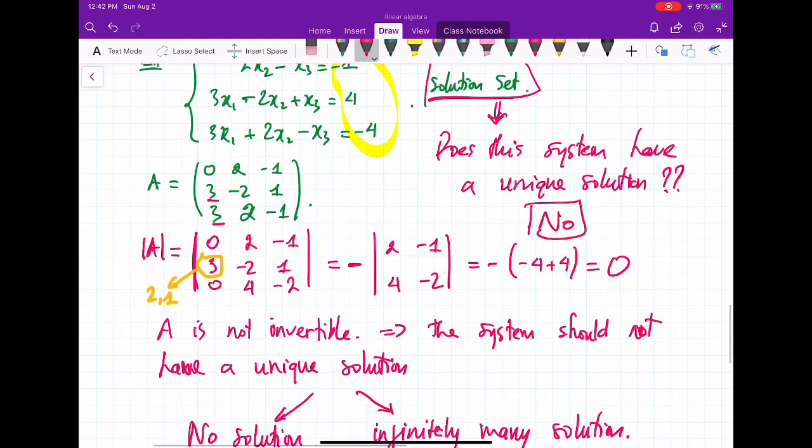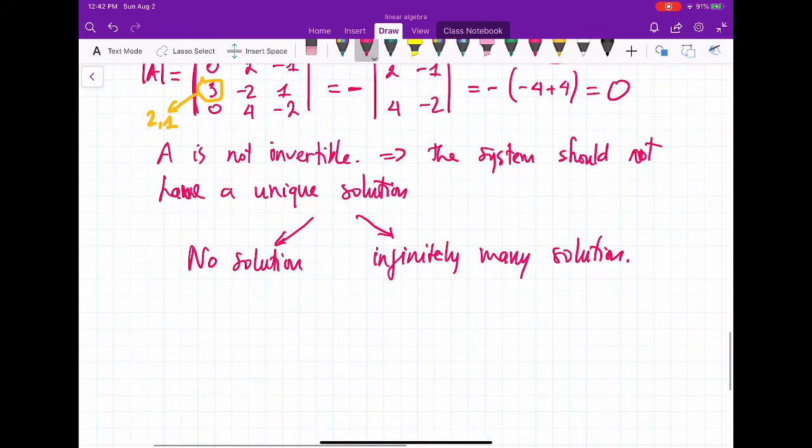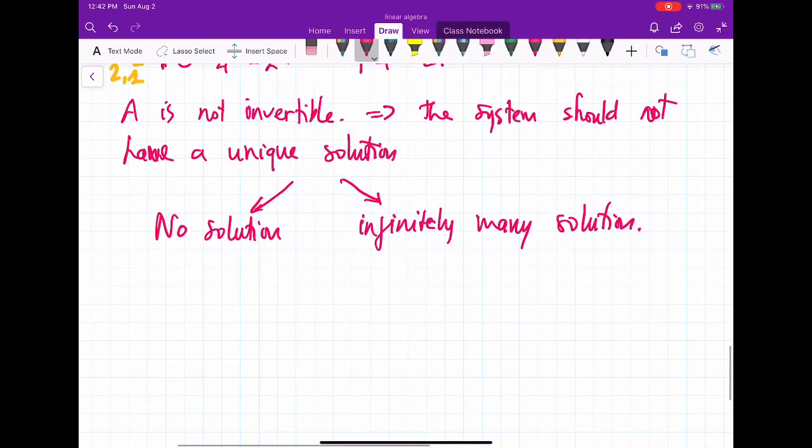Because the coefficient matrix is not invertible. But in case they just ask about the solution set, like how many solutions does this system have, you need to continue, right? But if the coefficient matrix is invertible, you can say right away, only one solution. Okay, so I will not solve this. I think you can check this yourself because we know how to solve a system of linear equations.